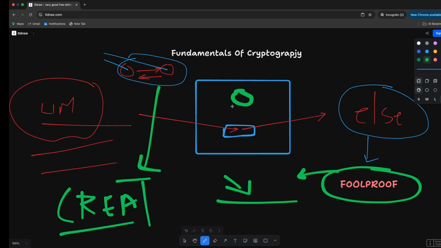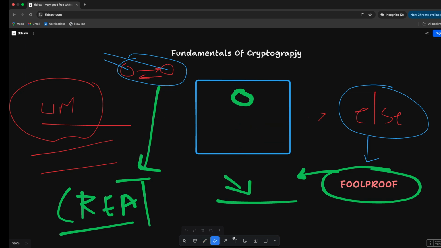So what we are trying to do is, suppose this is a vault, and inside that we are going to store our documents, and this is the lock for the vault. There are two things that we can do here.